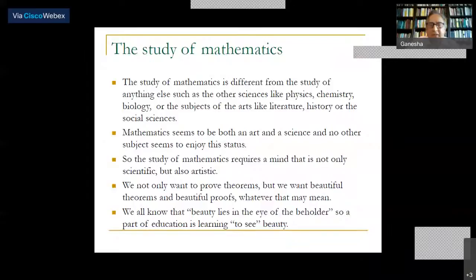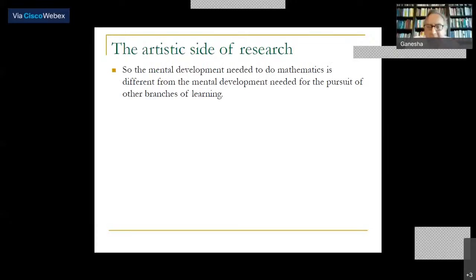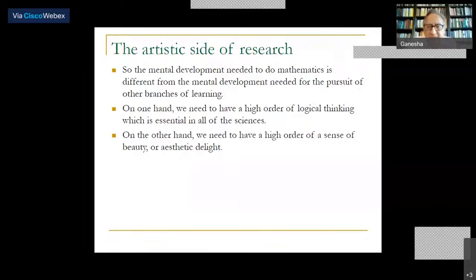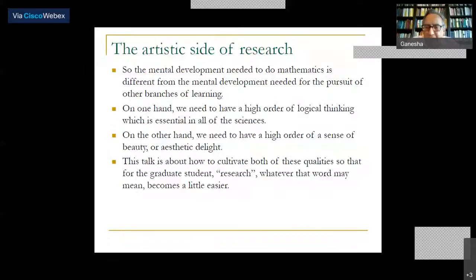So let's discuss a little bit about the artistic side of research. The mental development needed to do mathematics is different from the mental development needed for the pursuit of other branches of learning. On the one hand, we need to have a high order of logical thinking, which is essential in all of the sciences. On the other hand, we need to have a high order of a sense of beauty or aesthetic delight. So this talk is about how to cultivate both of these qualities so that for the graduate student or researcher engaged in research, whatever that word may mean, it becomes a little easier. This is what I call the art and science of research.